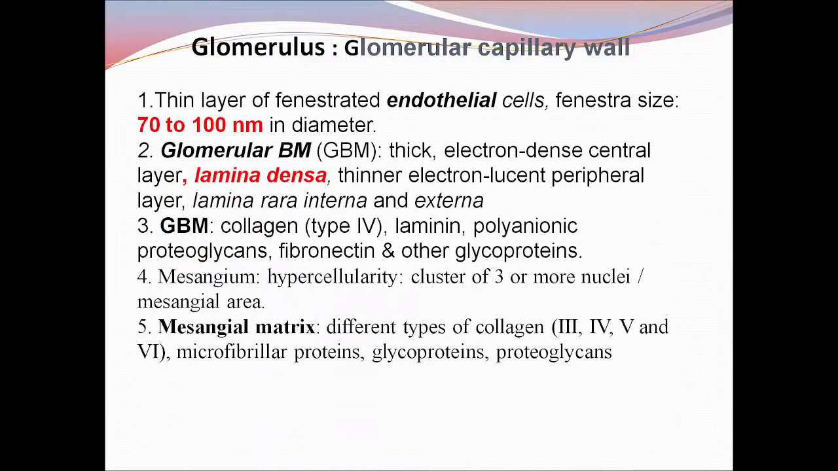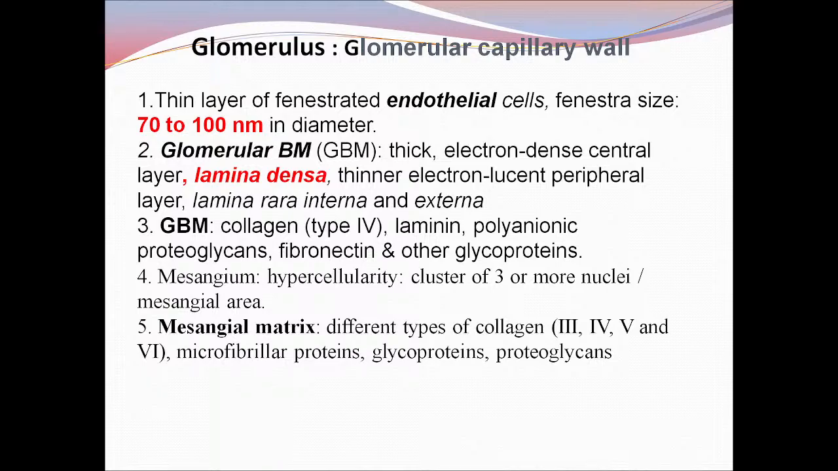So, when we are going into detail about the glomerular capillary wall or glomerular basement membrane, we need to study it in detail. So, endothelial cells, there is a thin layer of endothelial cells, they have this fenestration. In between the endothelium there is a fenestration which is about 70 to 100 nanometer. Then we have this glomerular basement membrane which is thick, which has a thinner lamina rara interna, externa and a lamina densa. Then this glomerular basement membrane consists mostly of type 4 collagen, and then this is the mesangium and other components.